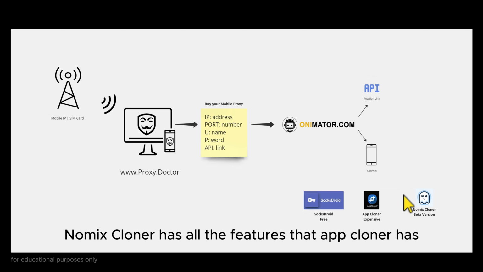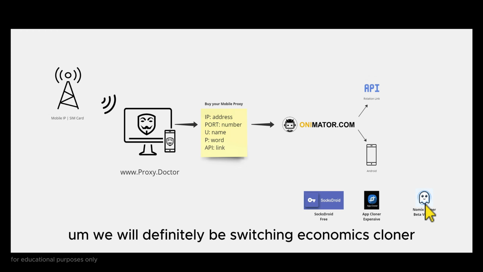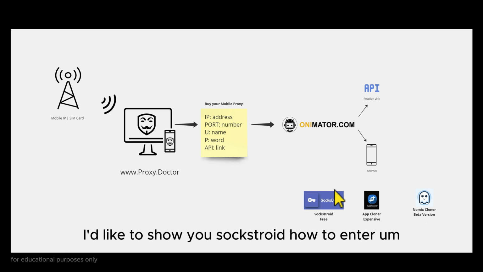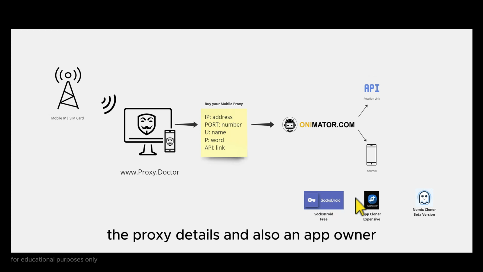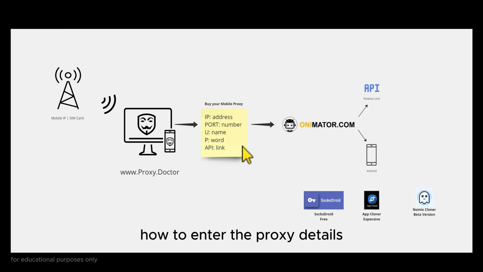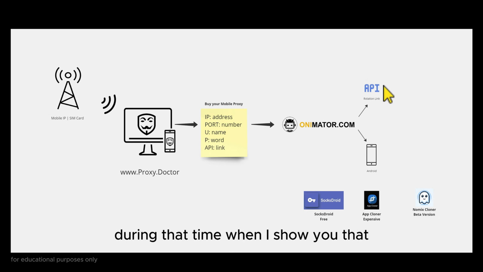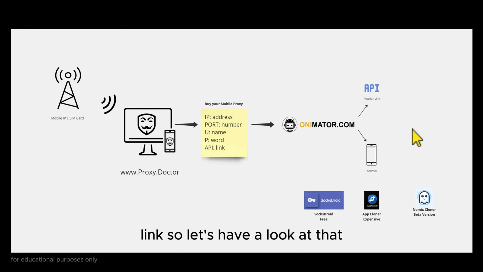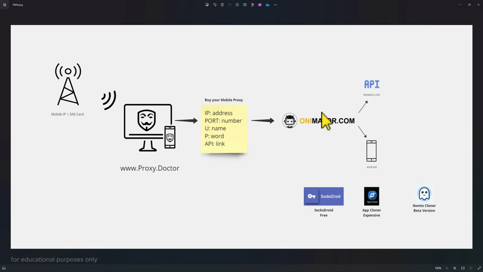Once NomixCloner has all the features that App Cloner has, we will definitely be switching to NomixCloner. But for the moment, I'd like to show you SocksDroid, how to enter the proxy details, and also in App Cloner how to enter the proxy details while using the Onimator system. And during that time, I will also show you what we're going to do with the API link. So let's have a look at that.